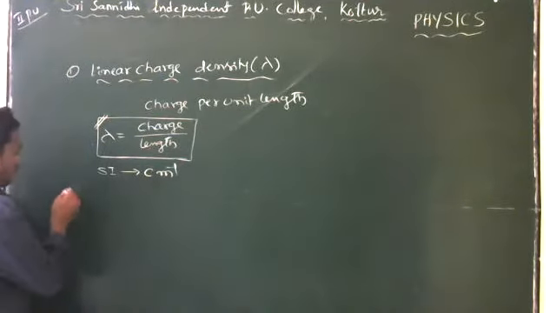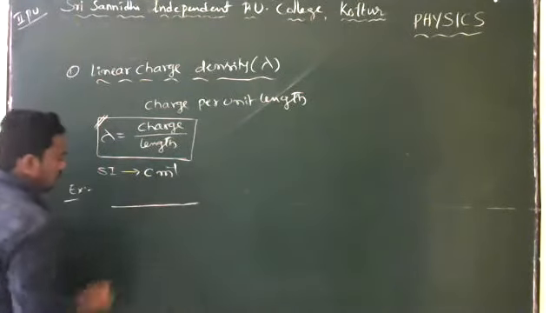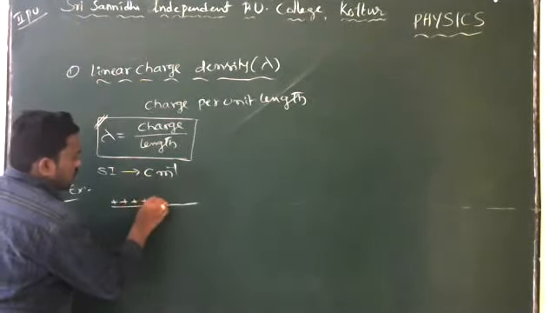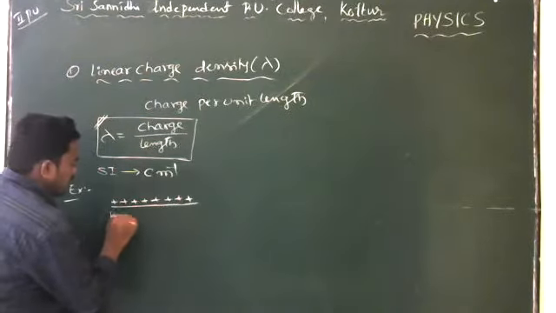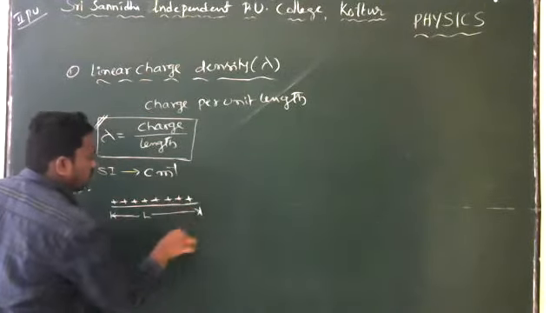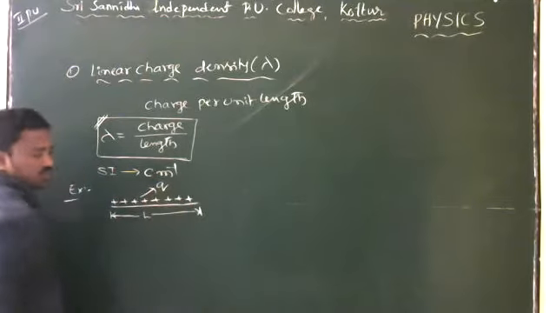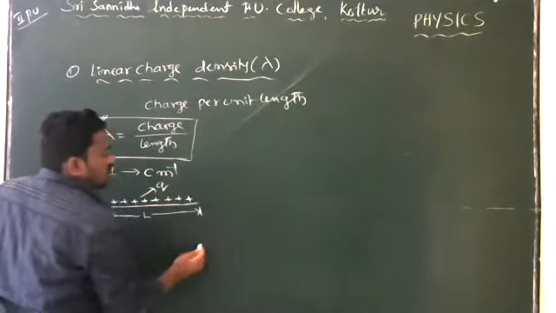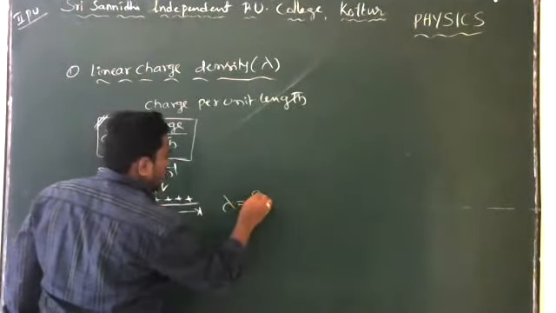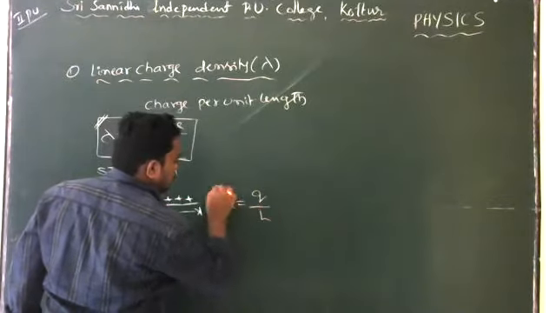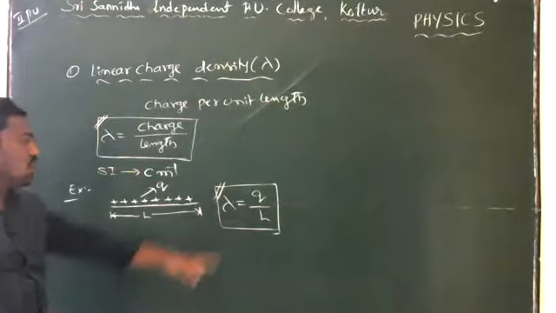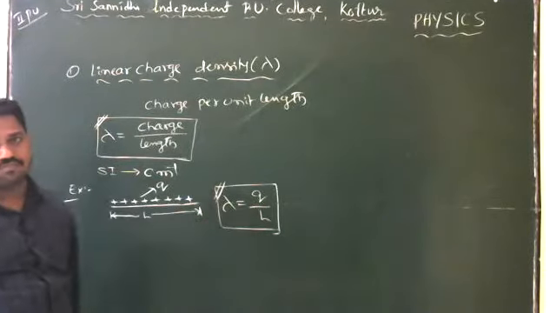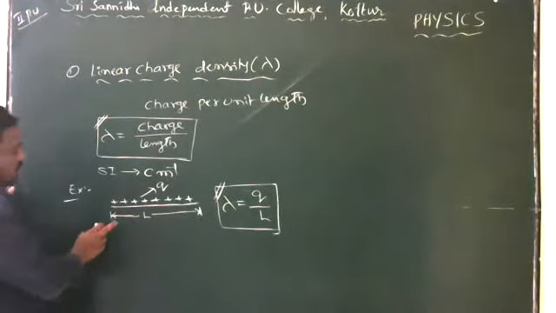What are the examples? For example, if you take a wire, a charge is distributed continuously along it. This is the positive charge. Here L is the length of the wire and the charge is Q. What is the linear charge density? Lambda is equal to charge divided by length. This is the formula for linear charge density: charge per unit length of the wire.